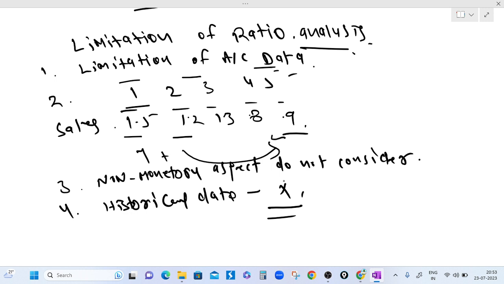But overall, many limitations are there, but still ratios are very important when you are doing analysis and when you are observing businesses.